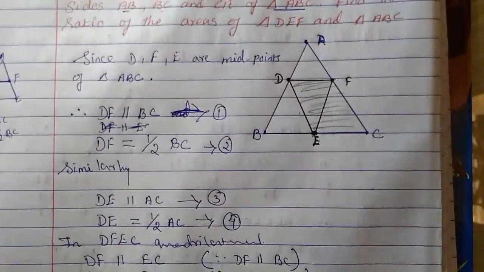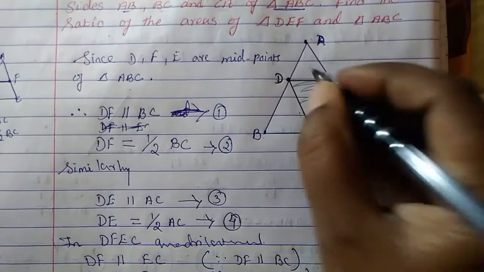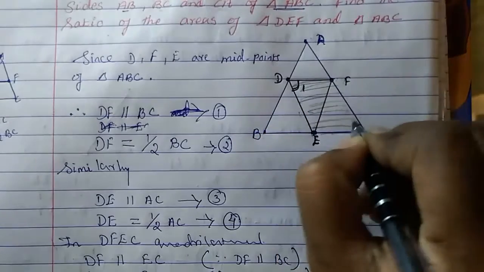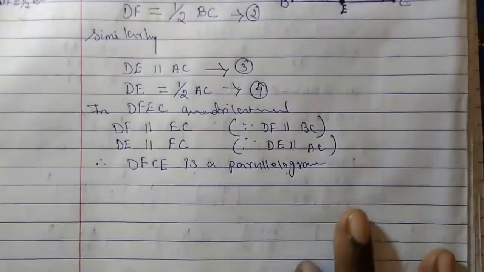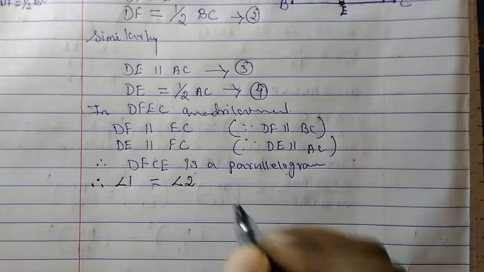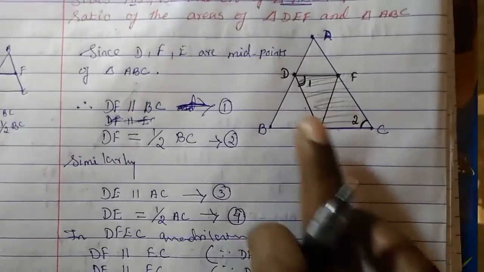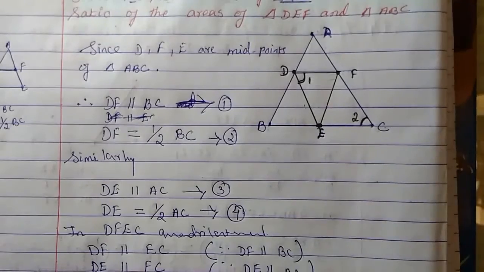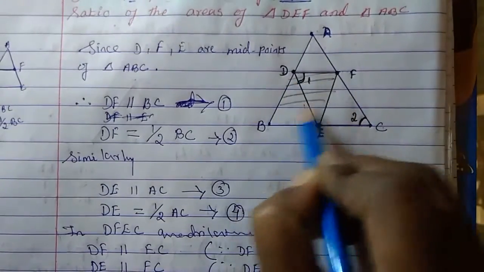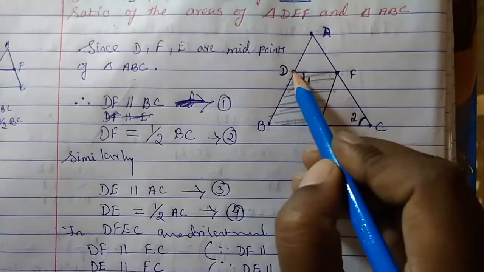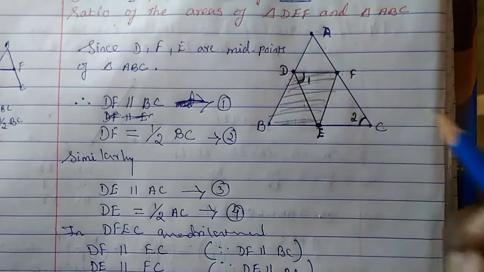So what is the parallelogram property? The opposite angles are equal. In a parallelogram, opposite angles are equal. So angle 1 will be equal to angle 2. Therefore angle 1 will be equal to angle 2. So same way, can we take this side also? Now I will erase this one. So now same way, can we take this part also, this side? Similarly, we can prove that DF is parallel to BE and BD is parallel to AF.